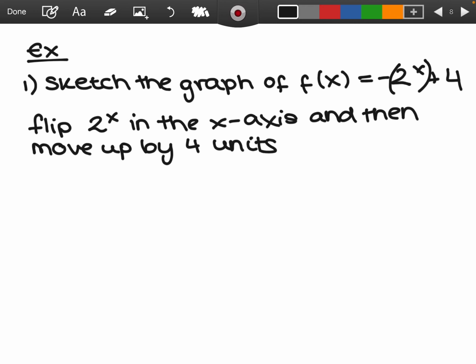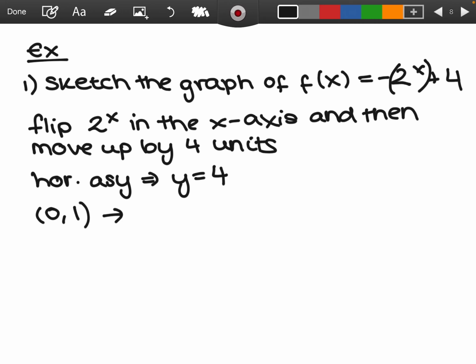So what happens here? Well, my asymptote, when I flip over the x-axis, the asymptote is the x-axis, okay? So all I'm doing here is I've just flipped the graph in the line y is equal to 0. So for my first translation, my horizontal asymptote is going to stay where it is. But then I'm moving my whole graph up by 4 units. So my horizontal asymptote is now at y is equal to 4.